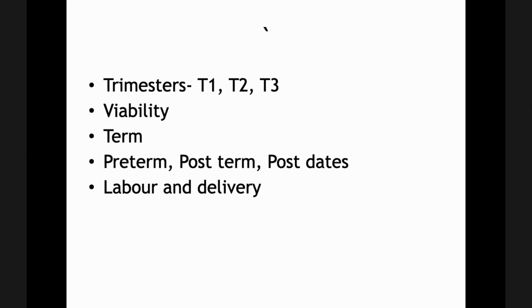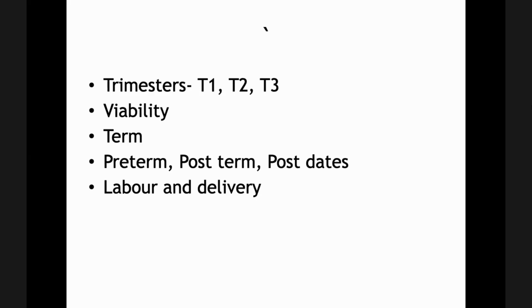There is something called term. Term means full term, a fully matured baby, so the baby is ready to come out. 37 completed weeks to 42 completed weeks is the period called term. Preterm means before 37 completed weeks. Post term is after 42 completed weeks.